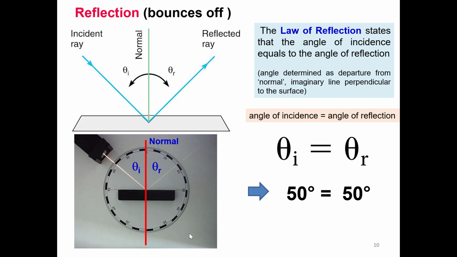This is a real experiment, and we can see how the incident angle equals the reflection angle. This particular experiment is about 15 degrees. And this is called the law of reflection. The law of reflection states that the angle of incidence equals the angle of reflection. Remember, reflection is bouncing off, and in the case of light, in reflection, the angle of incidence equals the angle of reflection.